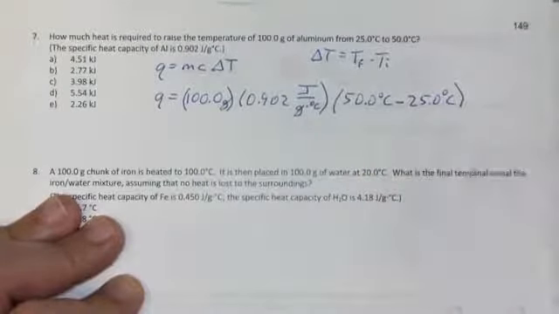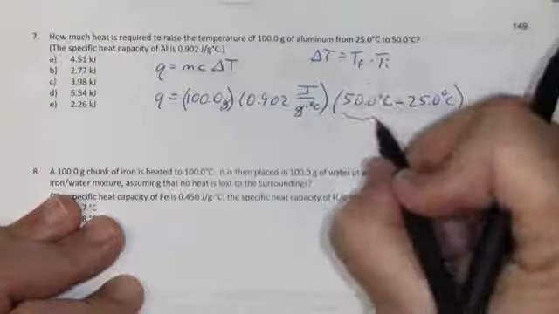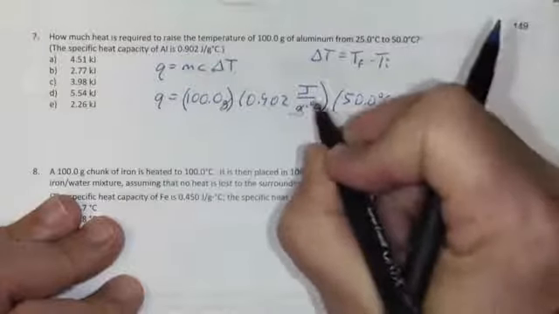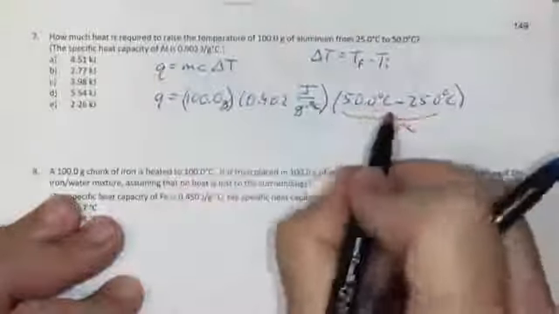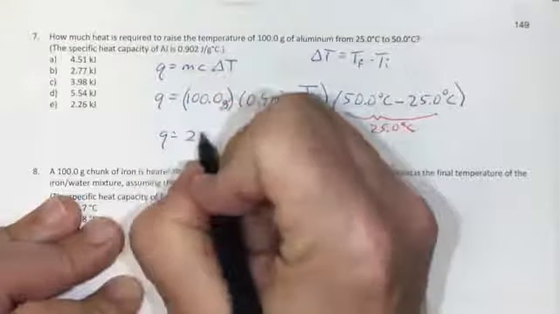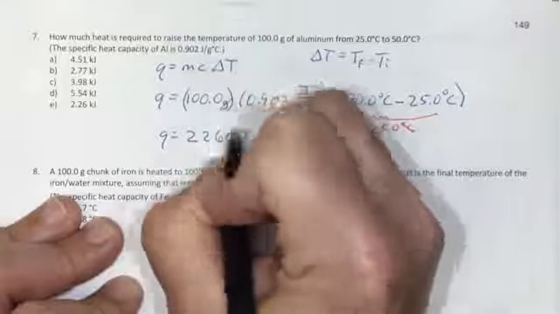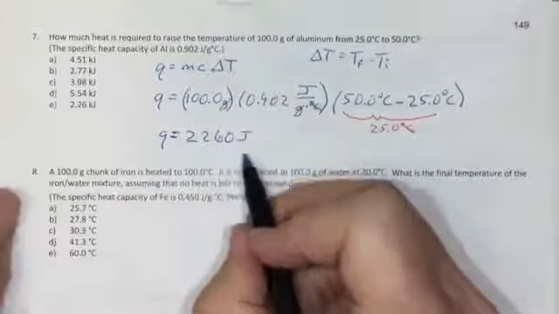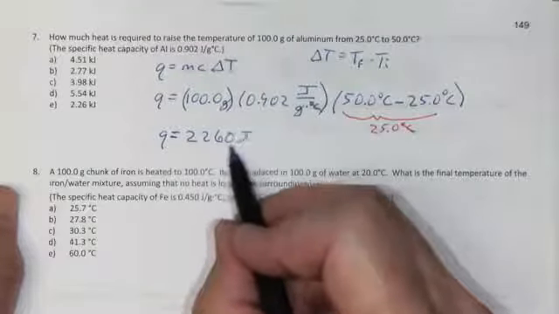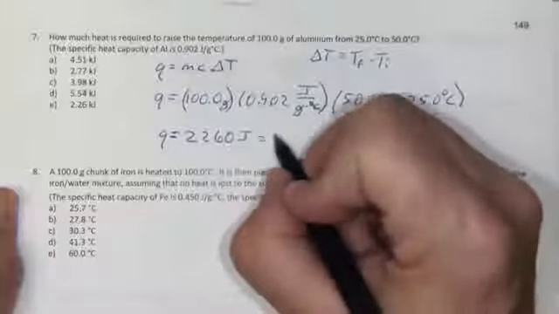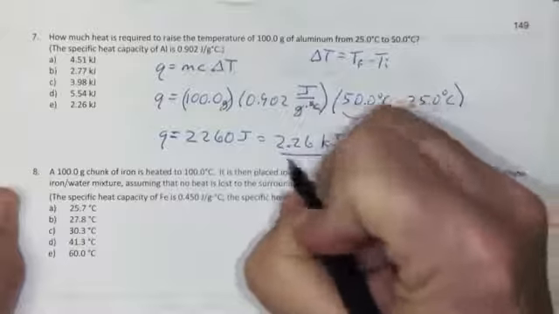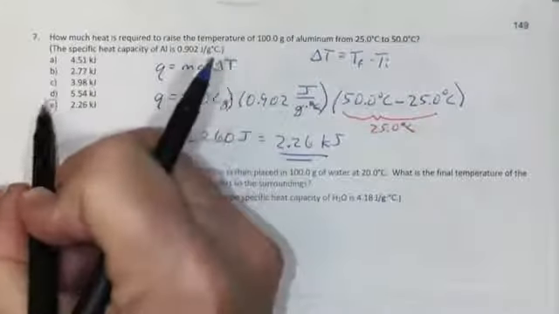Of course, this term, 50 minus 25, is 25 degrees C, and the units of degrees C cancel. When you multiply this together, Q calculates out to be 2,260 joules. Now, in thermochemistry, we usually find it more convenient to express things in kilojoules. To go from joules to kilojoules, we move the decimal place 3 places to the left. This is 2.26 kilojoules. And so the correct answer is choice E.